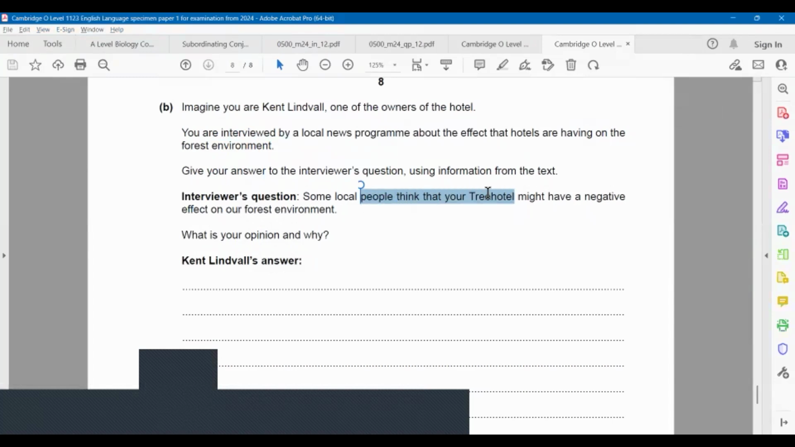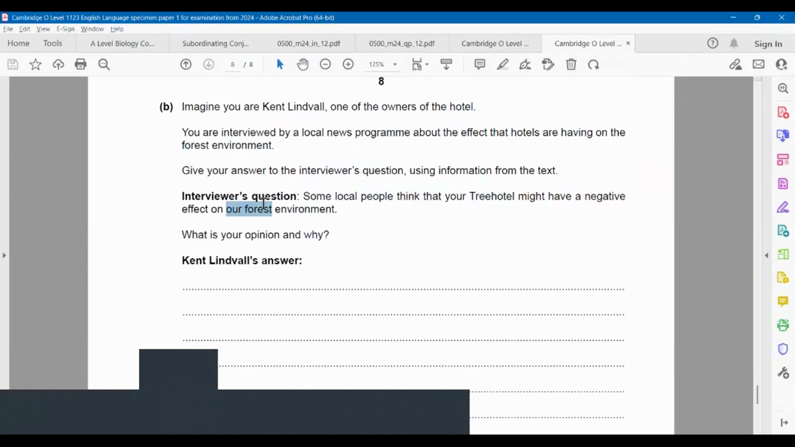Some local people think that the Tree Hotel might have a negative effect on the environment. Okay, fine. So that's the question. What is your opinion? Why? Your opinion, meaning your opinion as the owner of the hotel. Now, you can say yes or no. Well, no. You need to figure out what your opinion will be based on the role they've given you and the information in the text.